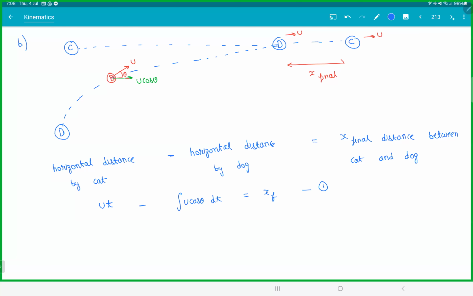So in part A, the x final was 0. So ut became equal to integral of v cos theta dt. Any doubts on this? Clear? Now the second part.